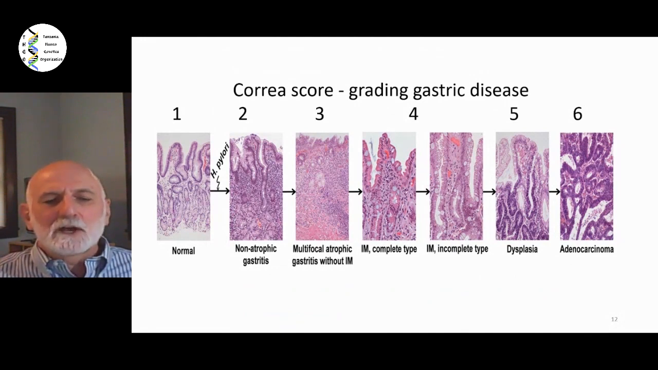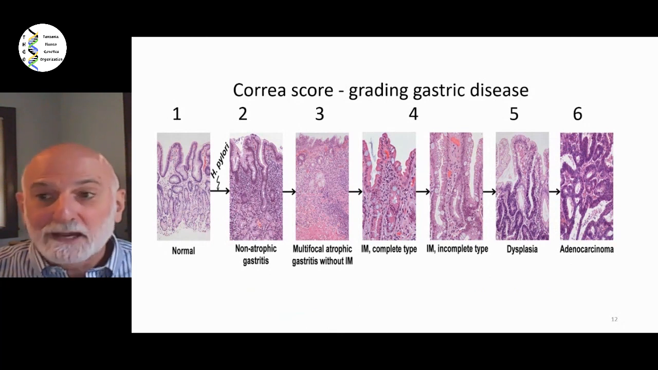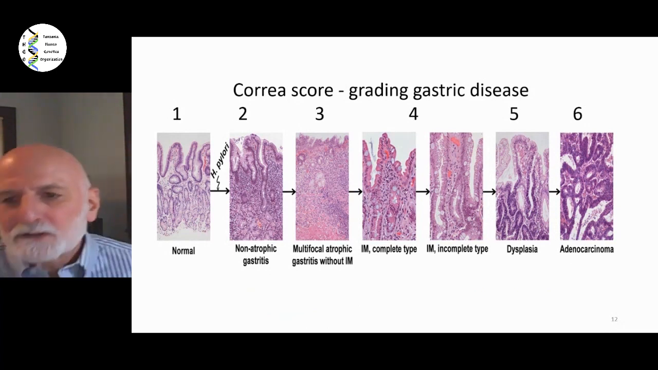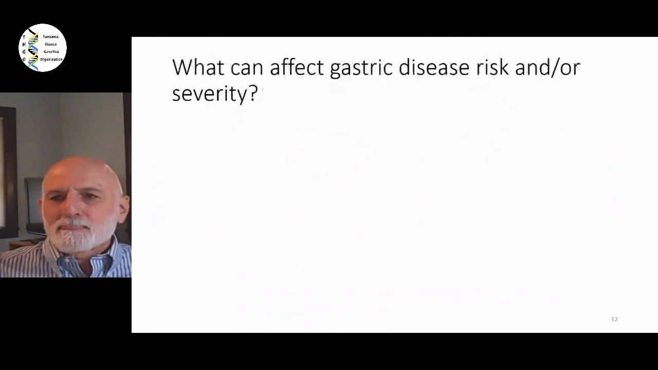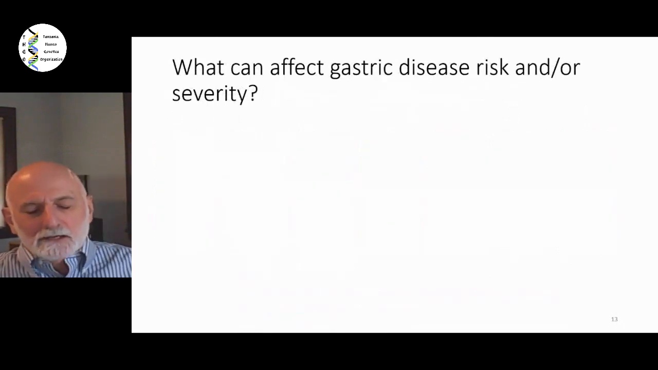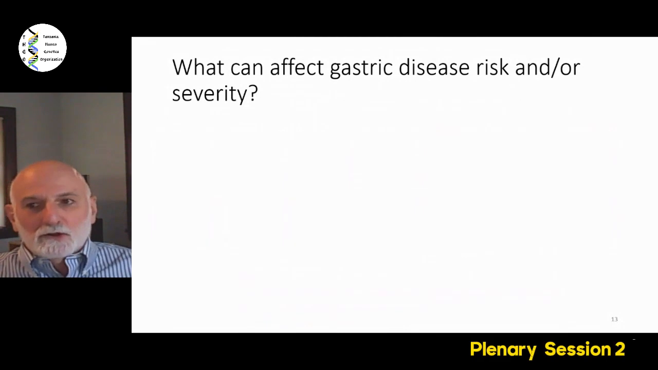So basically, we are looking at patients who present with at least non-atrophic gastritis because they've actually been biopsied, and you don't biopsy healthy people for this. So the question is, what affects gastric disease risk or severity? And there are a large number of things.